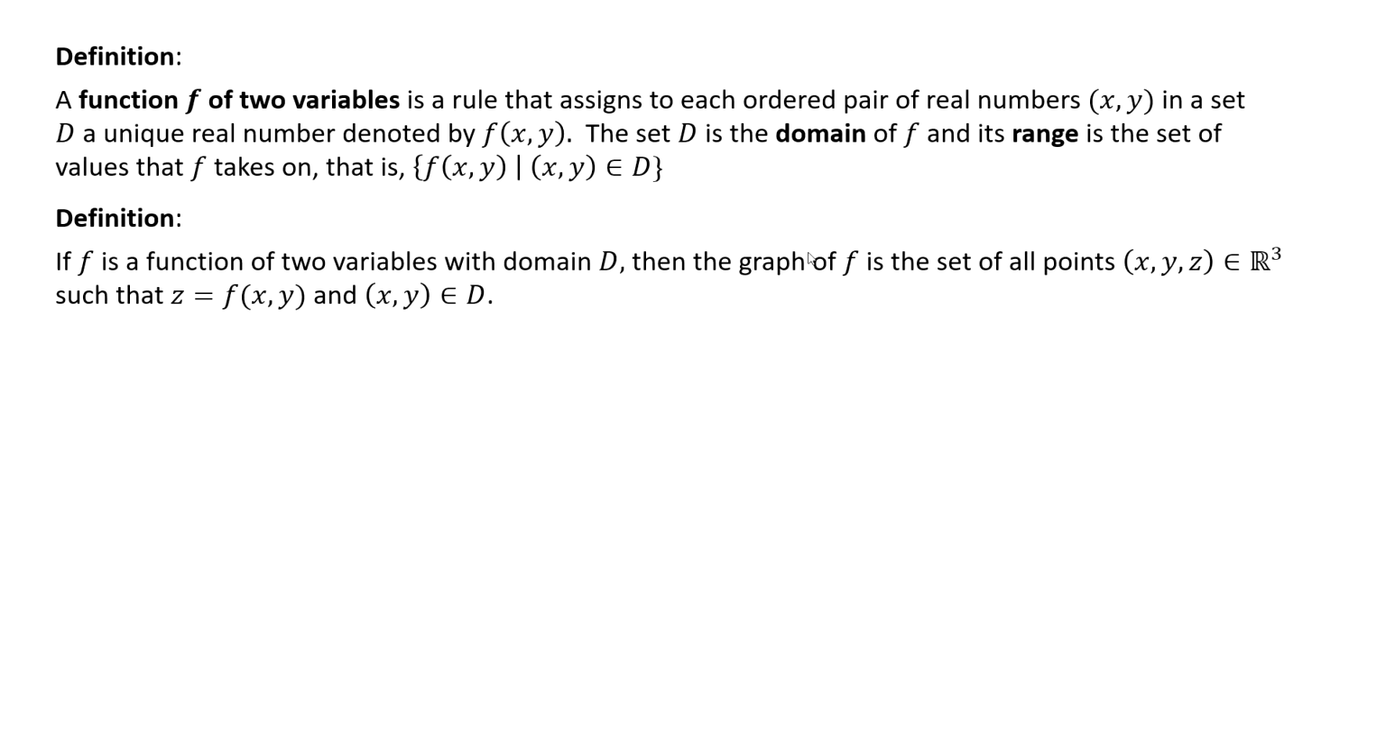If f is a function of two variables with domain D, then the graph of f, we can actually draw a graph of these things, is a set of all points x comma y comma z in R3. This R3 is a fancy way of saying it's three-dimensional, and we have three real axes, one real axis for x, one for y, and one for z. That's all it's trying to say. Such that, what is this z? z is f of x comma y.